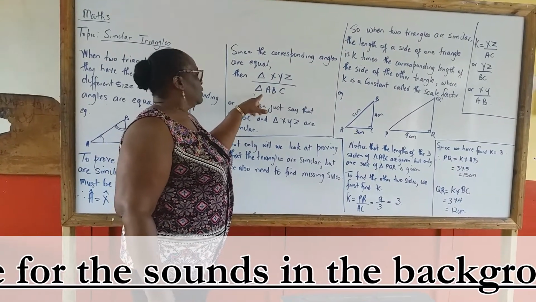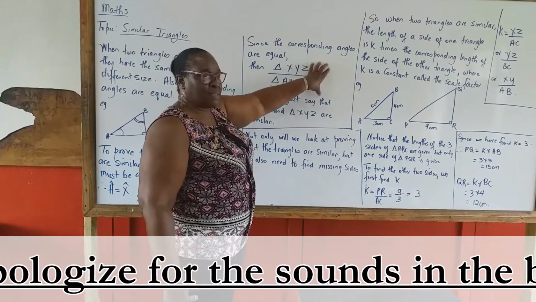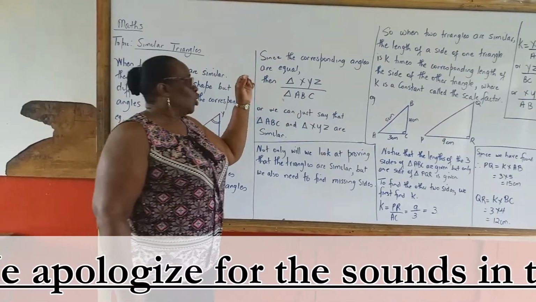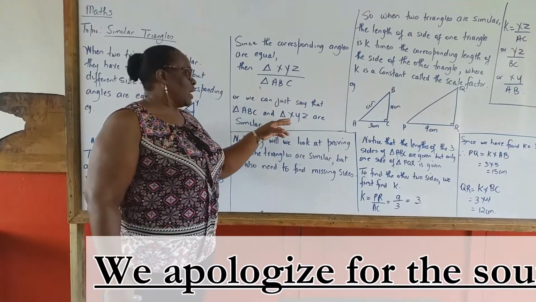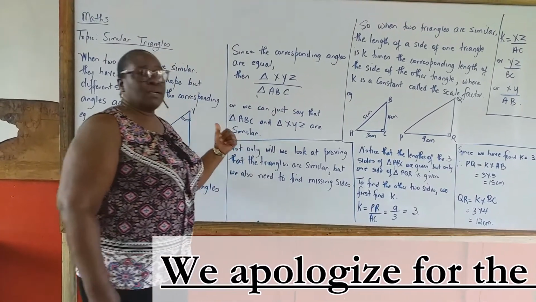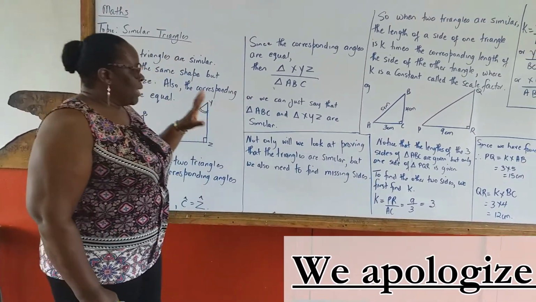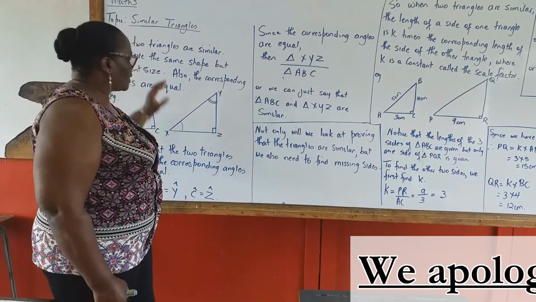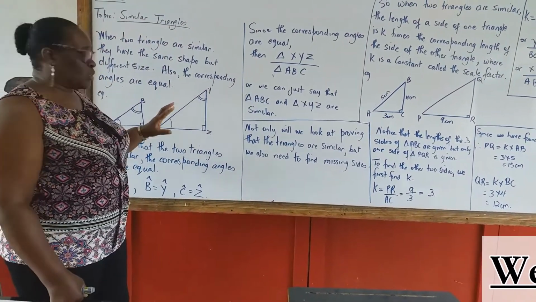Since the corresponding angles are equal, it therefore means that triangle XYZ is similar to triangle ABC. This is how you write that triangles are similar. Or you can just say ordinarily, triangle ABC and triangle XYZ are similar. That may be a mouthful, but that's basically what similar triangles are. The corresponding angles must be equal.